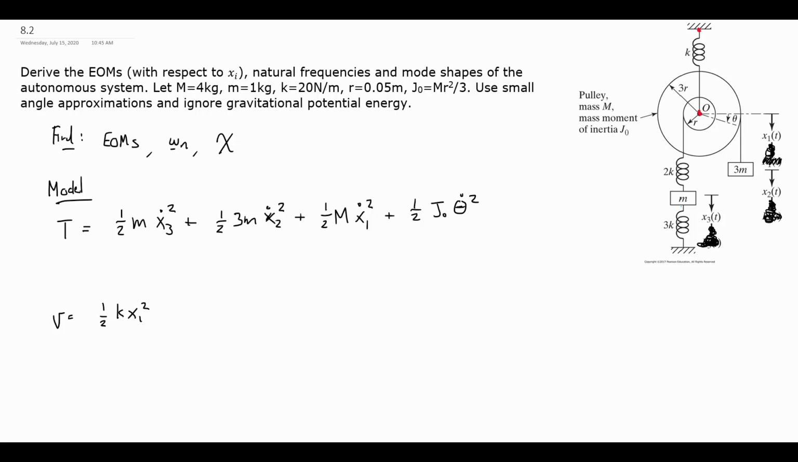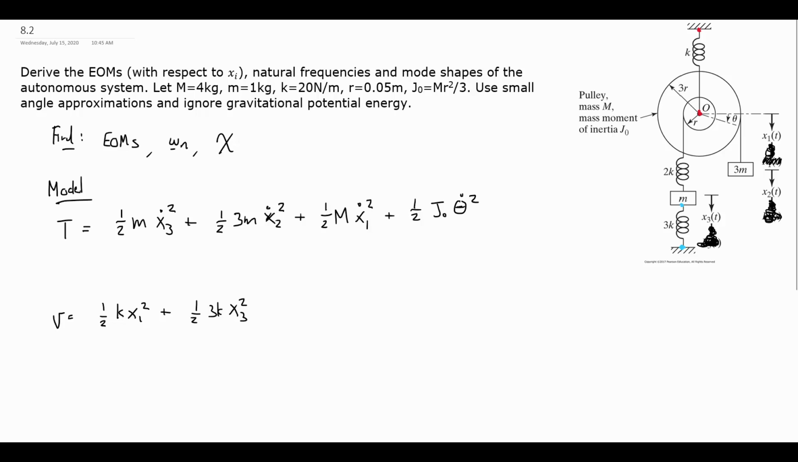Let's go to the 3K spring next, which will also be relatively easy. So I've marked the top and bottom there. At the top, it's connected to x3. At the bottom, it's attached to the floor, which does not translate. So if we account for its spring potential energy, 3K is its spring constant, and that will just be x3 quantity squared.